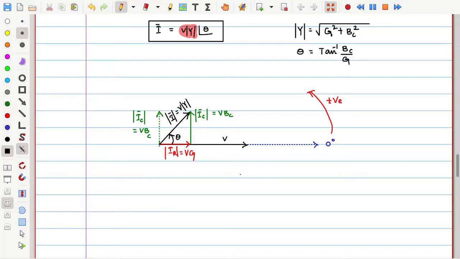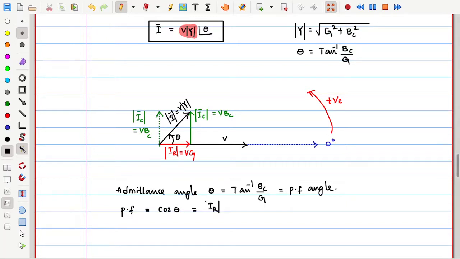So from this you can observe that the admittance angle here is theta, which is equal to tan inverse of BC by G, which is called the power factor angle, PF angle. And if you want the power factor, you can say cos of this angle. So this cos theta can also be expressed from this triangle as adjacent side divided by hypotenuse. The adjacent side is the resistive current, IR, divided by the hypotenuse, the total current mod I bar. And these can also be expressed: IR can be written as V into G, and I can be written as V into mod Y, so this can be expressed as G by Y.